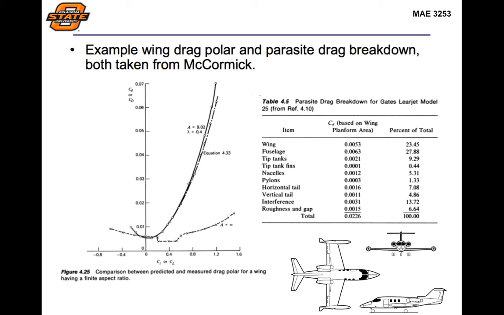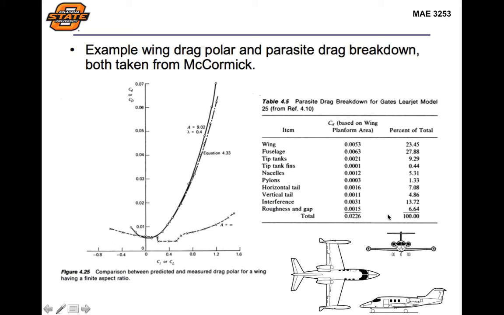So this is one for the older model of the Gates Learjet. This is a model 25 from McCormick's text. What you'll notice here is the two-dimensional drag polar for an aspect ratio of infinity, and then your 3D drag polar values. This is essentially for your wing, and then this is for your entire aircraft.